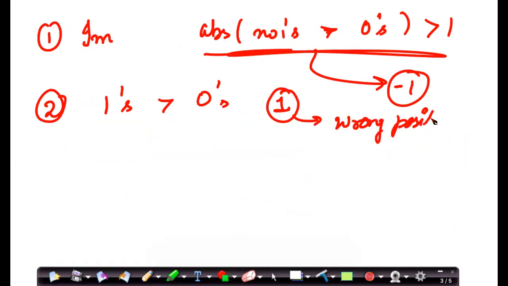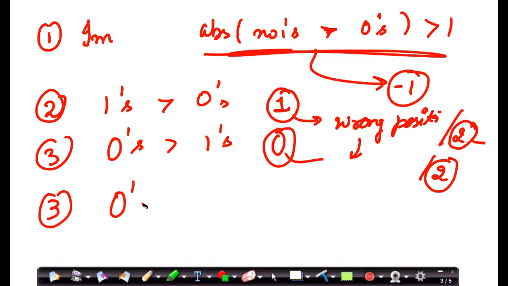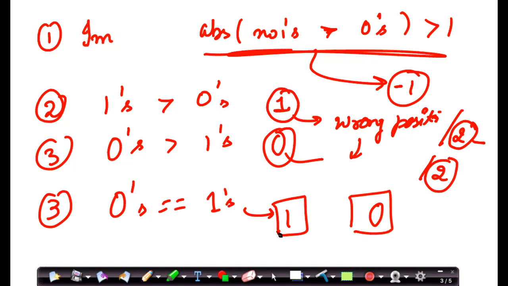After finding out the total number of wrong positions, we'll divide it by 2 to find out the minimum number of swaps. Now, what if zeros are greater than ones? In that case, again, 0 should be our first character. We'll find out the wrong positions and we'll divide the wrong positions by 2 to find out the minimum number of swaps. Now, the third case can be if the number of zeros is equal to the number of ones. In that case, both 1 as well as 0 can be our first character. We'll find out the number of wrong positions in both of the cases. We'll divide that by 2 to find out the minimum number of swaps in both of the cases. And we'll find out the minimum value among them to get our answer.